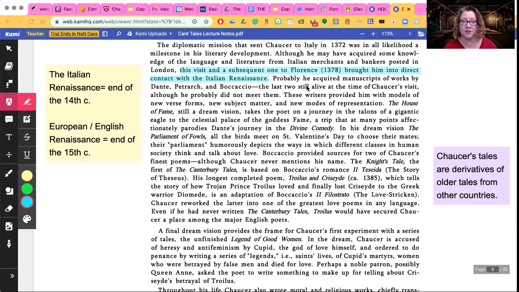That happened at the end of the 14th century when Chaucer was living. There was not a Renaissance in England until almost 100 years later. It wasn't like all of Europe had a Renaissance all at once.